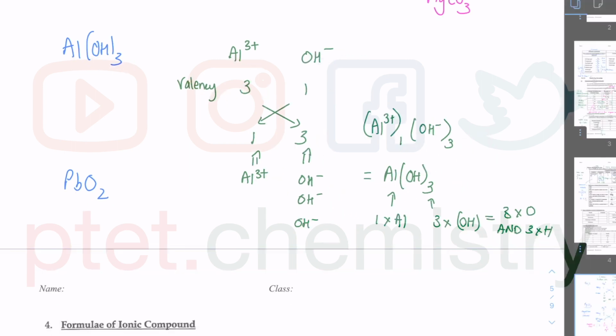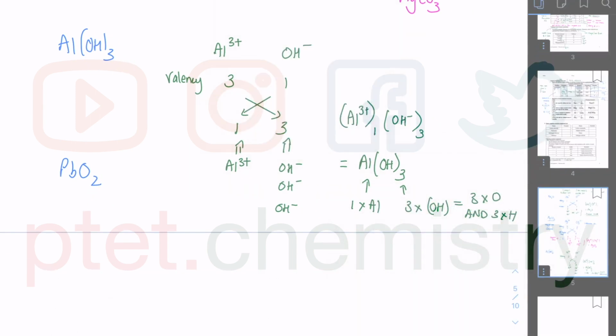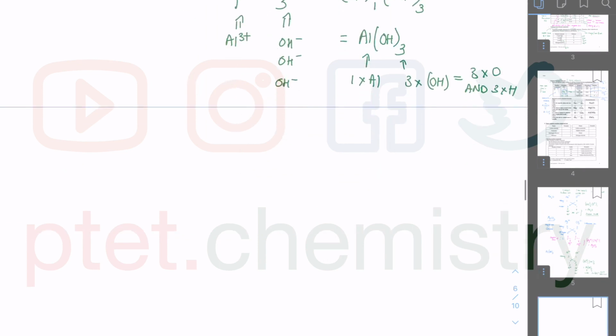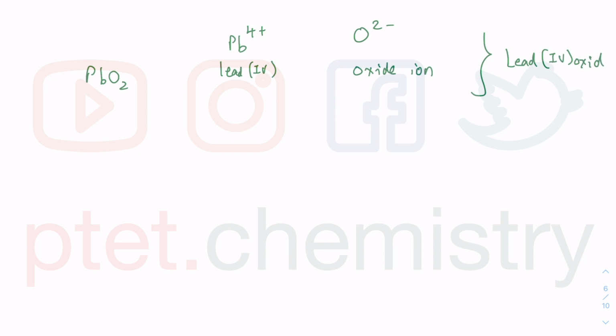All right, I'm just going to quickly add in another page because I run out of space for this, PbO2. PbO2 is the last example shown in the notes. This is actually Pb4 plus and O2 minus, because this is what you call lead-4 as stated in the notes, and this is oxide ion. So this is called lead-4 oxide. Remember, the 4 there represents the charge on the Pb4 plus.